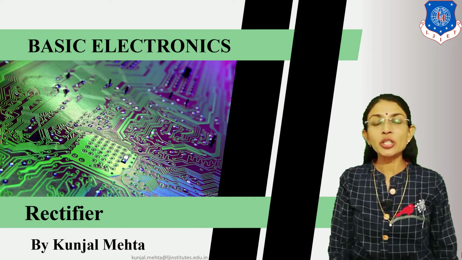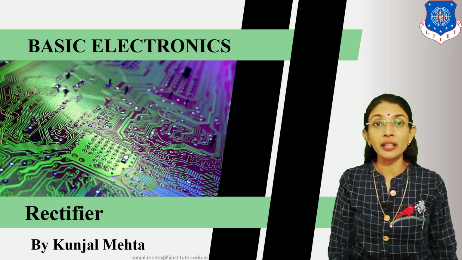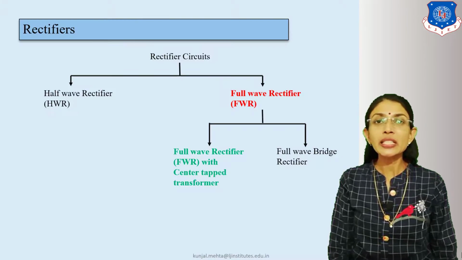In today's session I am going to explain the rectifiers of chapter 1. Actually, the rectifiers are diode circuits. What is the function of a rectifier? The rectifier converts AC into pulsating DC. So let's continue with the types of rectifiers.